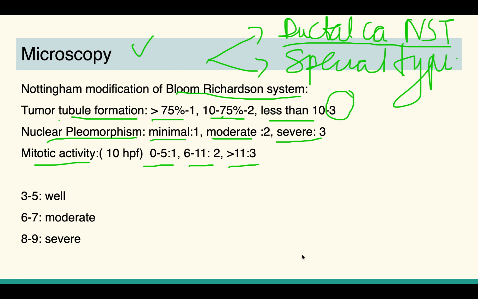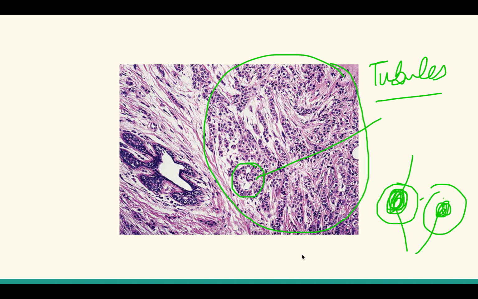Now you will add these up. You will derive a number looking at the cells, then you will add this up. If we add the minimal ones, that comes to 3. So 3 to 5 goes into well differentiated carcinomas, 6 to 7 goes to moderate, and 8 to 9 goes to poorly differentiated carcinomas. This is about the ductal carcinoma, sorry, no special type.